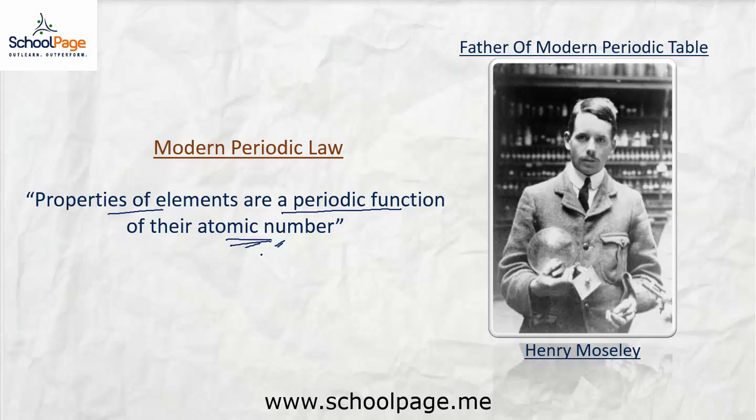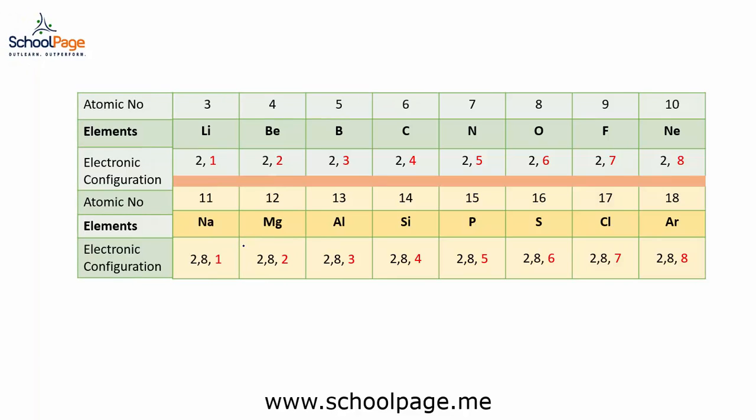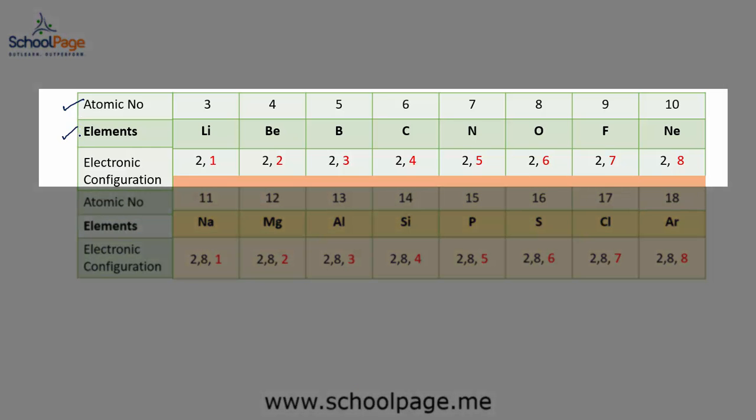Now let us understand what causes the periodicity in elements. Observe here, the first row gives the atomic number of the elements, the second row gives the element name in symbol form, and the third row gives the electronic configuration. Now here you can see the atoms are listed from lithium to neon, and observe the atomic number. It is continuous, 3, 4, 5, 6, 7, 8, 9 and 10. Now below that you can also see their electronic configuration.